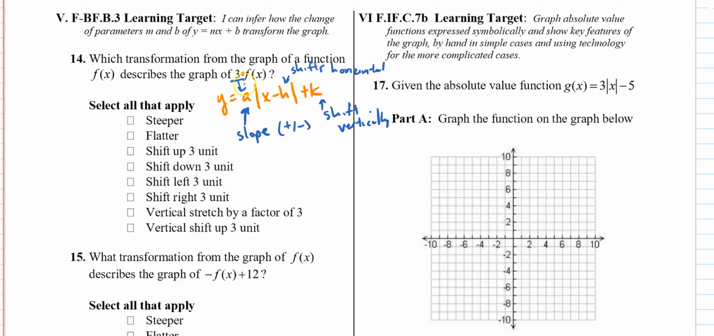So when a gets bigger, when my slope goes from 1 to 2, or 1 to 3, or 1 to 4, or even -1 to -2, or -1 to -3, remember we don't care about the negative sign. It's just the absolute value of the slope. When it gets larger, we're getting steeper. So if a went from 1, so it's 1 times f of x, to now 3 times f of x, our graph got steeper. Which also means, the other way we can say it is that it also was vertically stretched by a factor of 3.